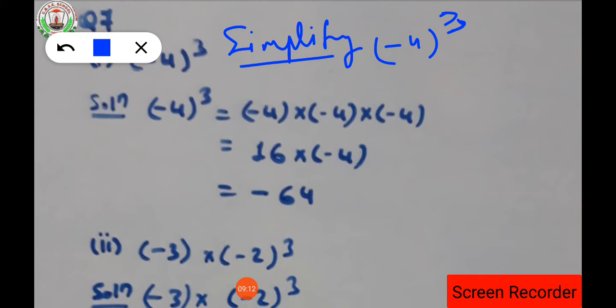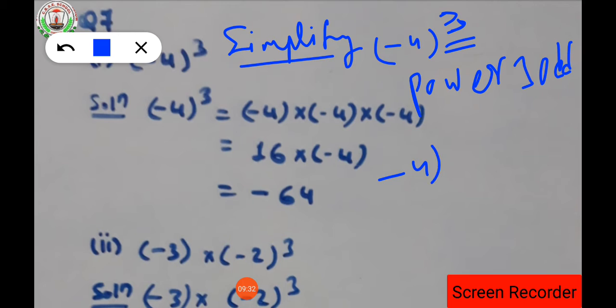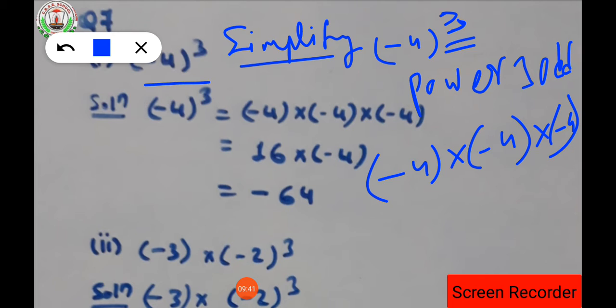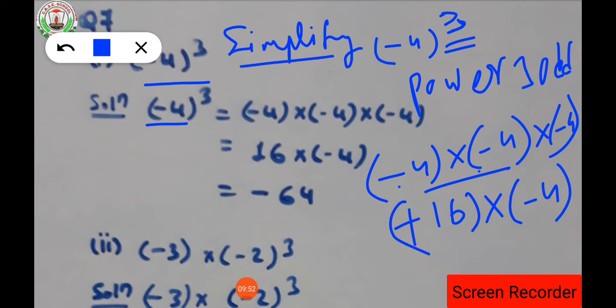Suppose we have the number minus 4 to the power 3. Here 3 is an odd number or even number? Power 3 is odd, isn't it? So if it is an odd number, the answer will come in the negative form. So minus 4 into minus 4 into minus 4. Since minus 4 to the power 3 is there, it will be expanded 3 times. Minus and minus make plus. 4 into 4 is 16. Into minus 4 we have.